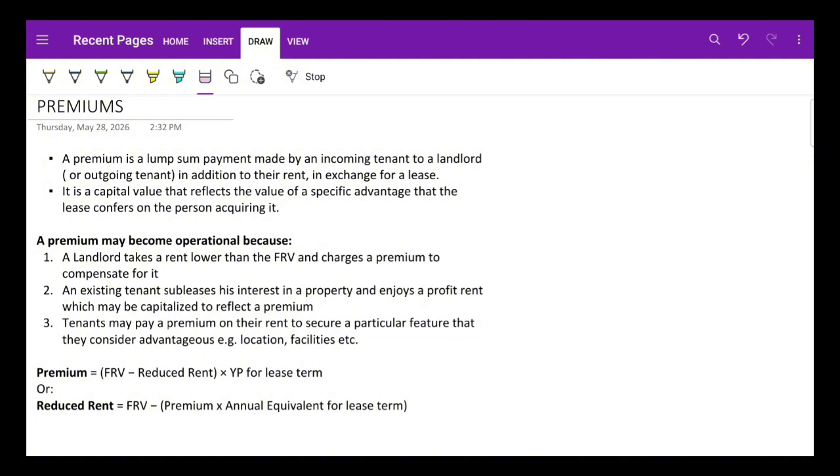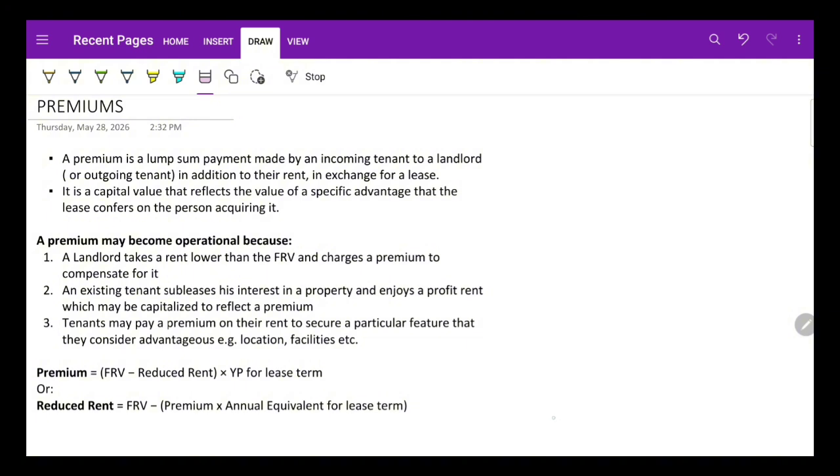So when we do valuation, we as valuers may either be tasked with ascertaining what the appropriate premium should be, or ascertaining what the appropriate rent should be after a premium has been paid. So the question could go either way. So I've just tried to summarize everything I've said here on my screen. You can just look at that for details.